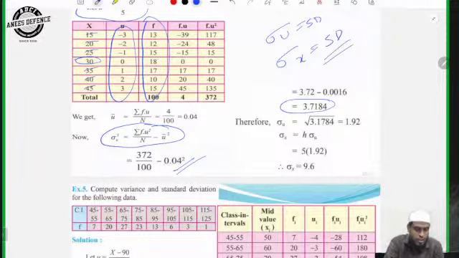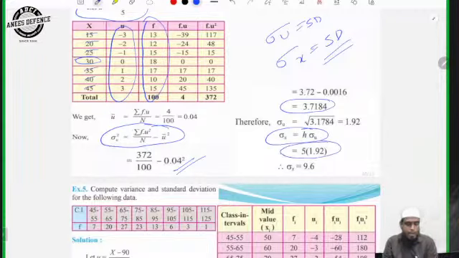So what is the relation? Sigma x is equal to h times sigma u. Here h is the width. If that width is not specified, then the width can be considered as the difference between consecutive observations. Here 25 minus 20, 30 minus 25, all are 5. Therefore the value of h is taken as 5. So you are getting sigma x.